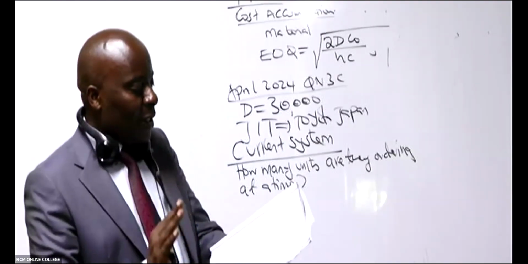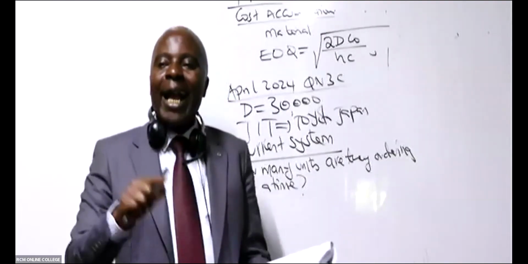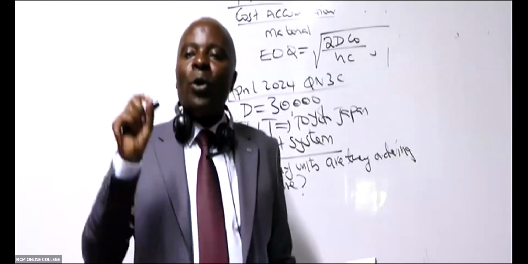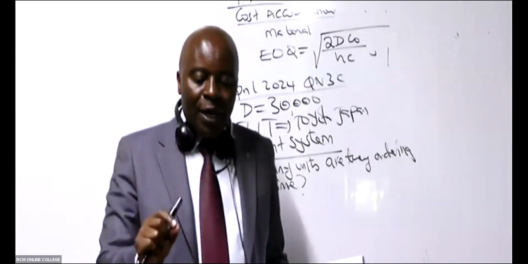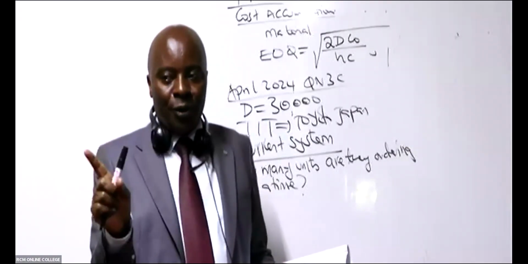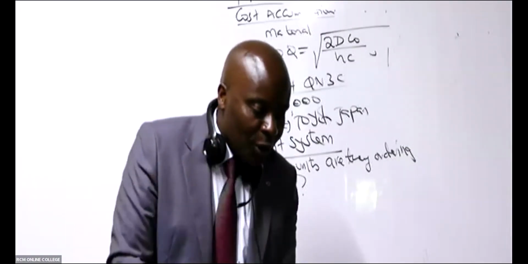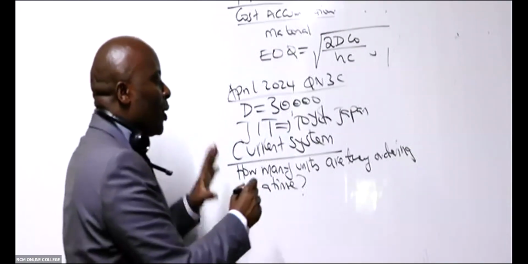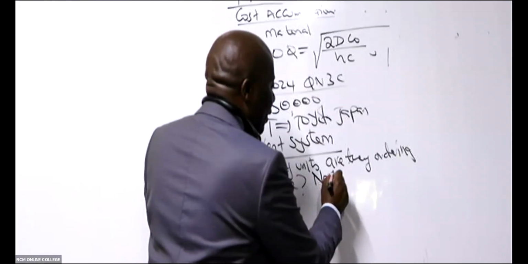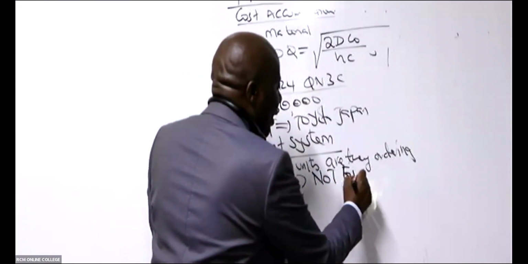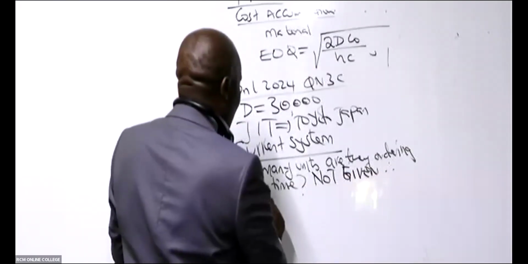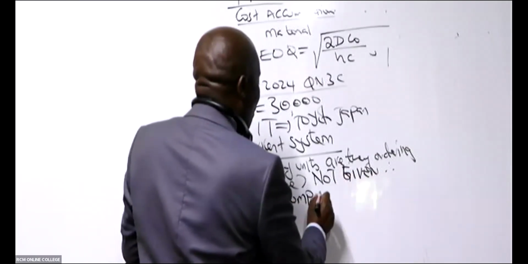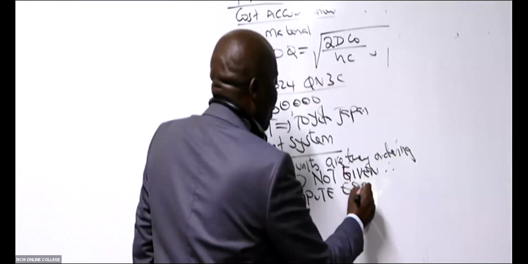How about, ladies and gentlemen, the current system? The current system, the reorder quantity has not been given. When the reorder quantity is not given, you always compute EOQ. So in this case this is not given, and therefore we shall compute EOQ. Not given, you can just have brief notes.